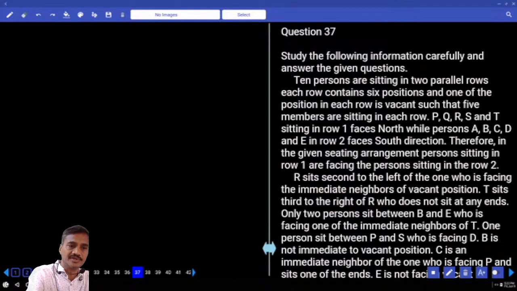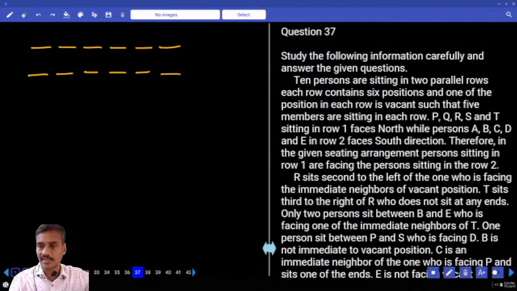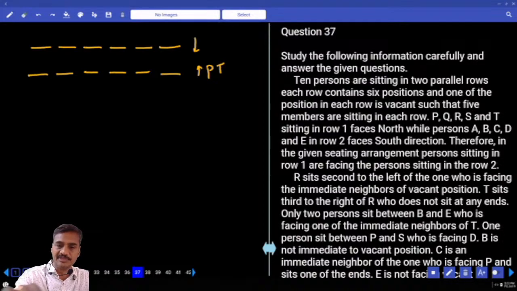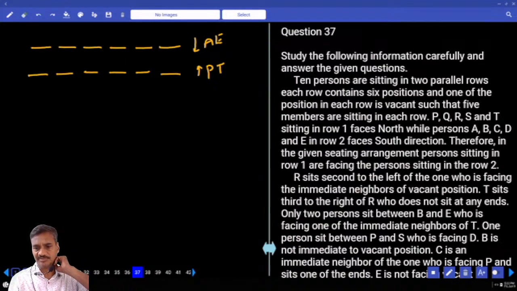Now in this 37 to 40, there are some 10 persons. And now in each row, how many places are there? 6 places. 1, 2, 3, 4, 5, 6. Here again 6 places. Then only 10 persons were there. P, Q, R, S, and T, row 1 facing towards north. And in row 2, A, B, C, D, and E, they are facing in row 2. సరిపోయిందా? Therefore, in the seating, the person sitting in one row is facing the person in the second row.